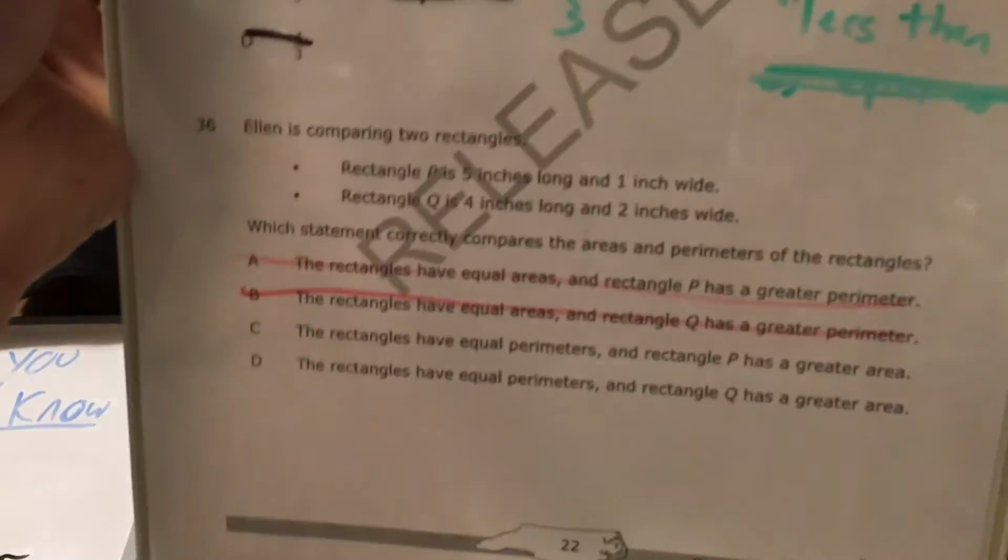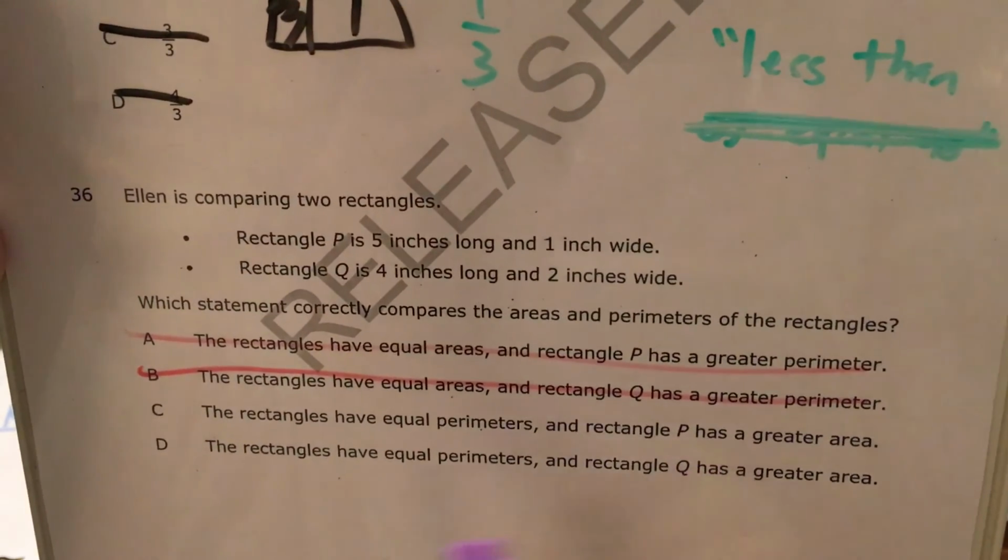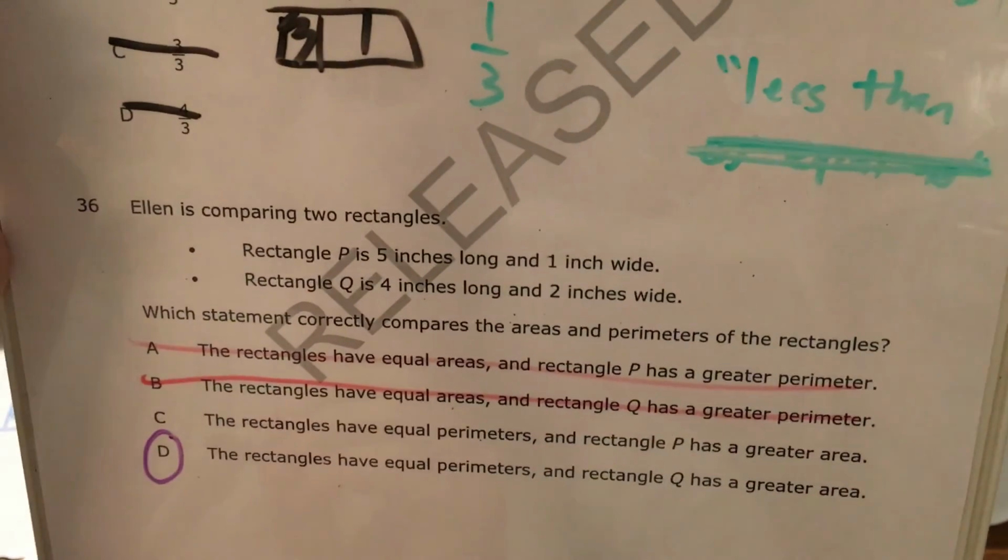So I'm going to go ahead and find my answer choice that says rectangle Q has a greater area and the rectangles have equal perimeters, which is choice D.